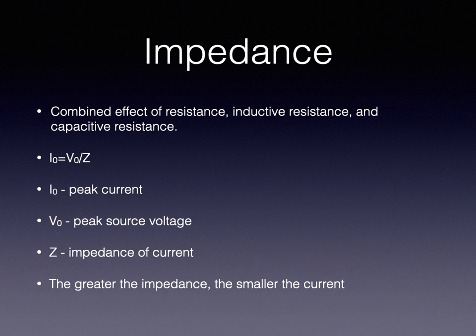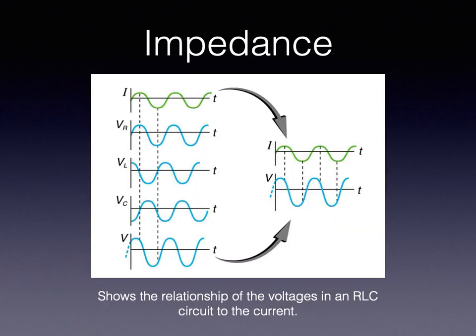This can be found with the equation listed right here, which is the peak current represented by I naught, equal to our peak source voltage divided by our impedance of current. Something important to know is the greater the impedance, the smaller the current. And conservation of charge requires that current to be the same in each part of the circuit at all times, so that we can say the currents in R, L, and C are all equal in phase.